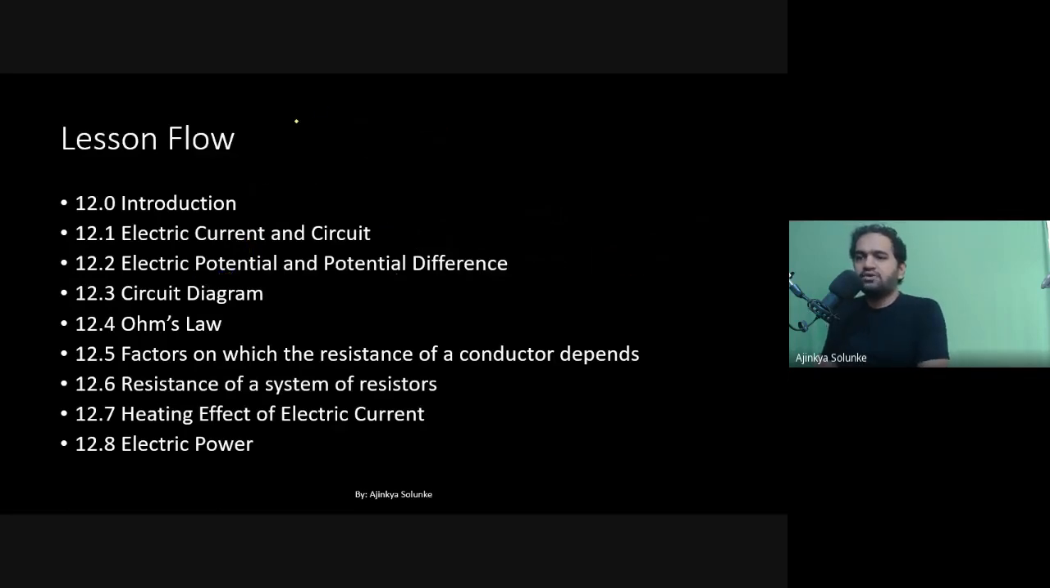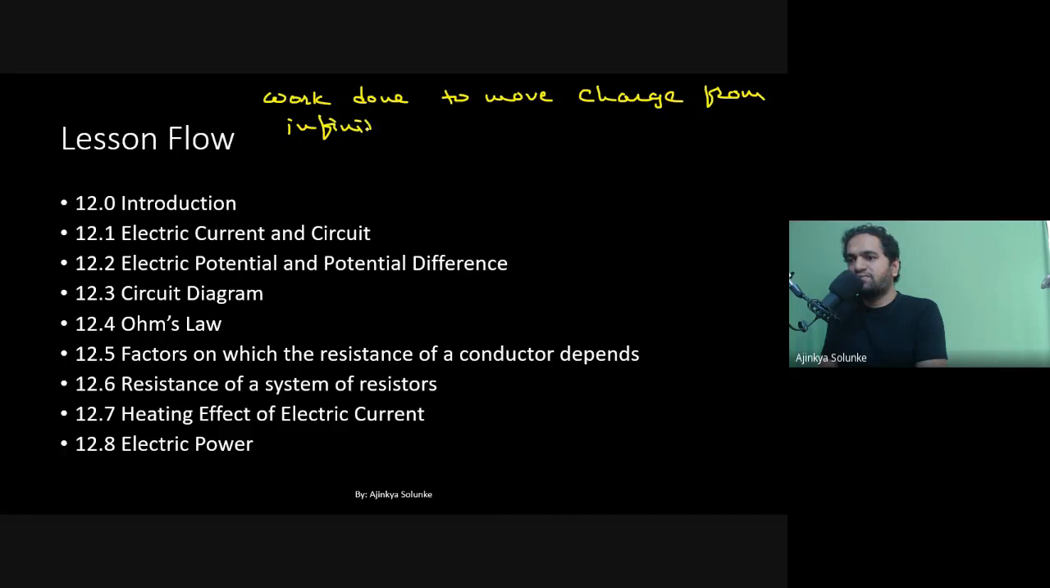The definition for electric potential is work done to move a charge from infinity to a given point. Meaning one point is not known, in short. Infinity to a given point. So this is electric potential. Please write it down in your notebook. Electric potential definition, very simple: work done to move a charge from infinity to a given point.